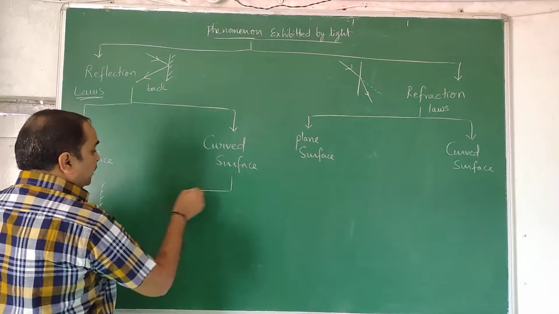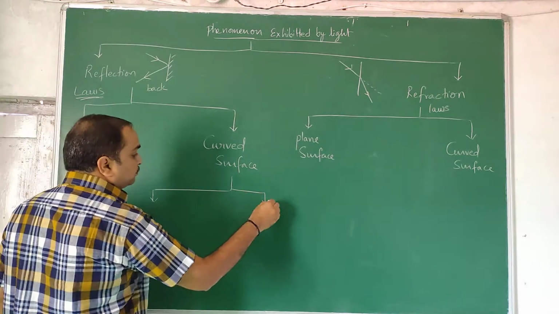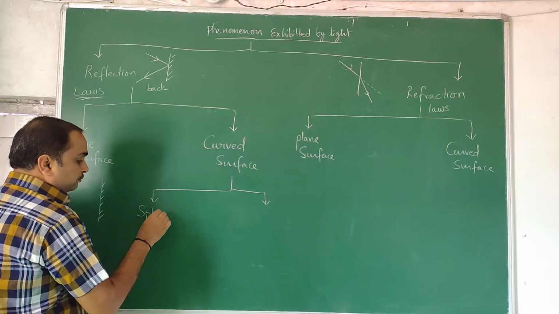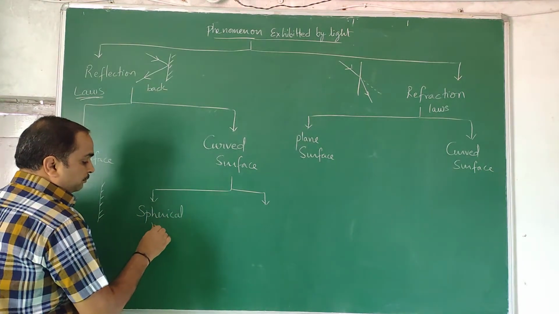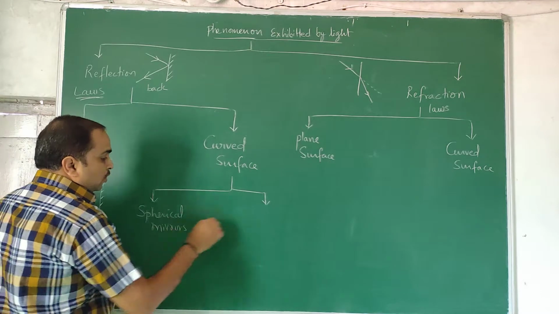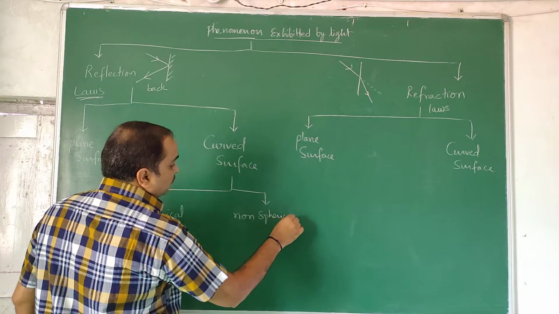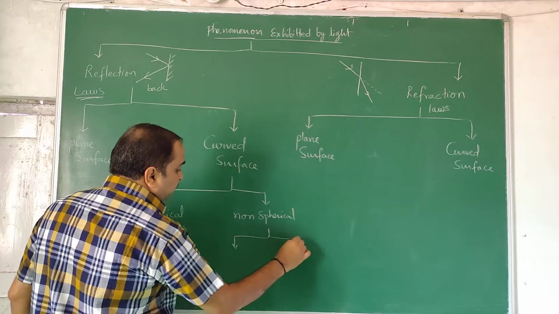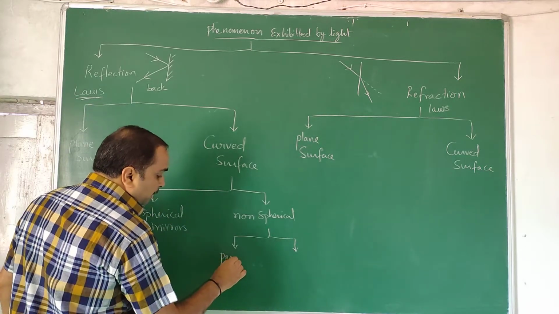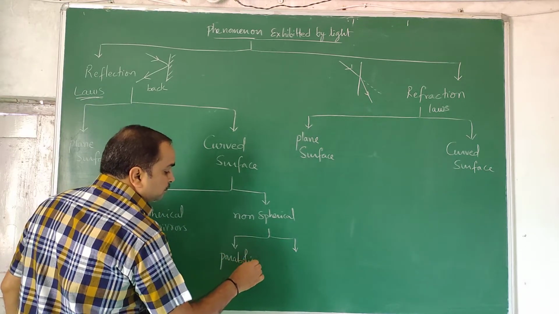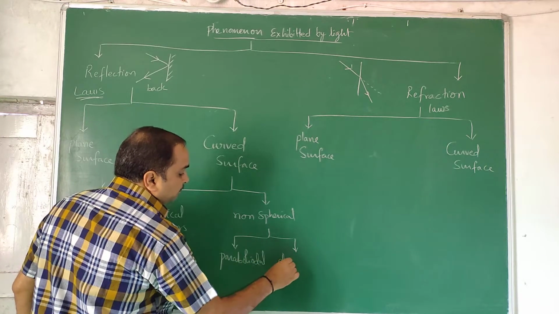Here we have curved surface. There are 2 types again. Spherical mirrors, non-spherical mirrors. Non-spherical mirrors again 2 types. Paraboloidal, elliptical.